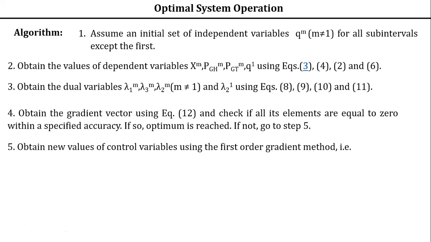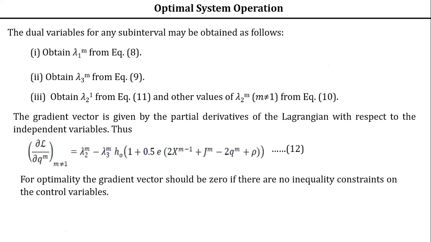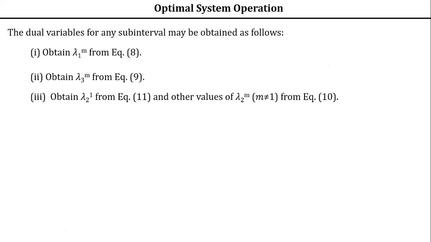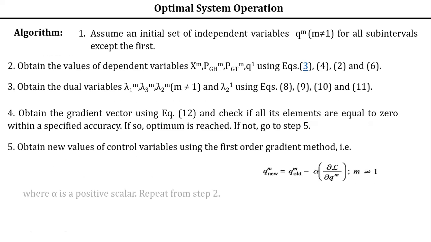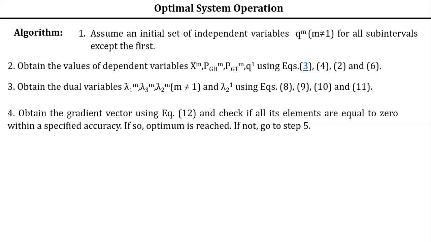Now what do you have to do? Obtain new values of control variables using the first order gradient method. Understood? So what are your control variables here? That is the equation. Can anyone tell what the control variables are?